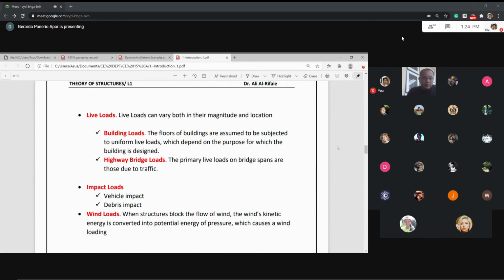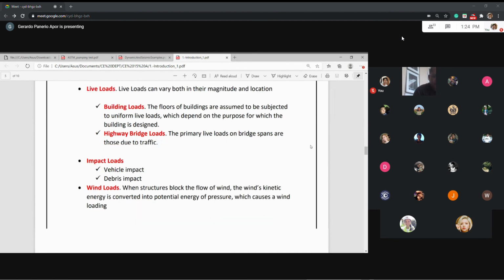Okay. So other than impact load, next is what we call wind load. Tall buildings are subjected to wind load, which is critical for them. When structures block the flow of wind, the wind's kinetic energy is converted into a potential energy of pressure, which causes wind loading.